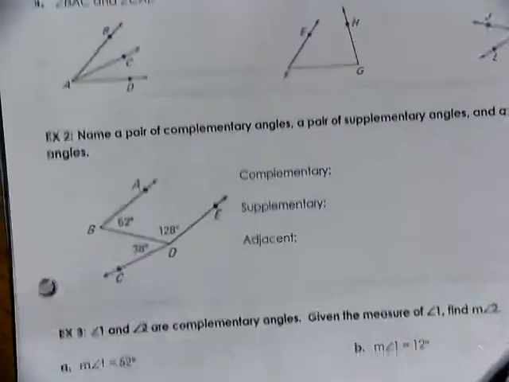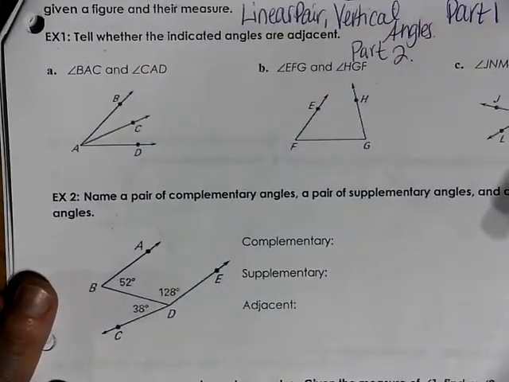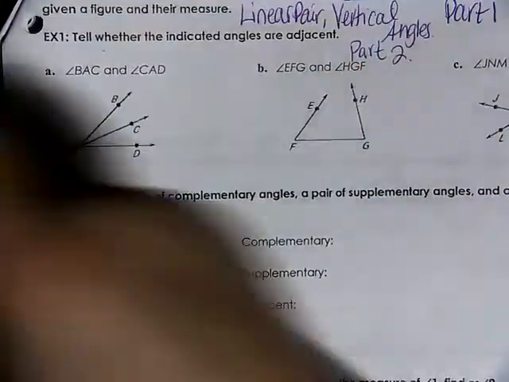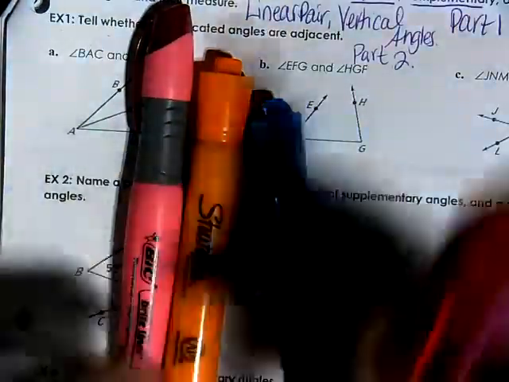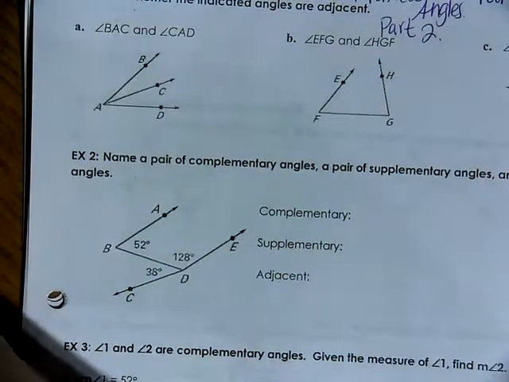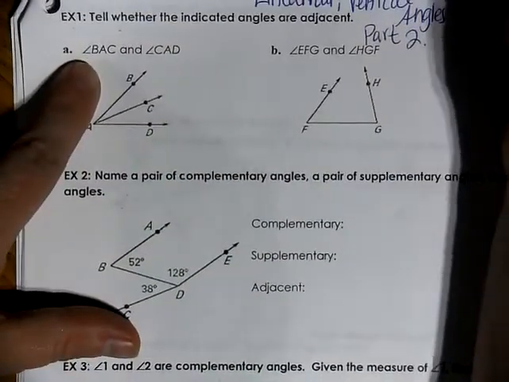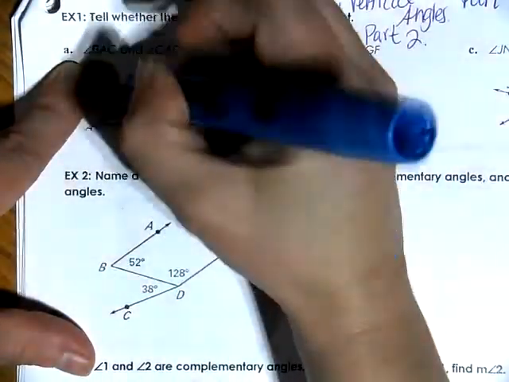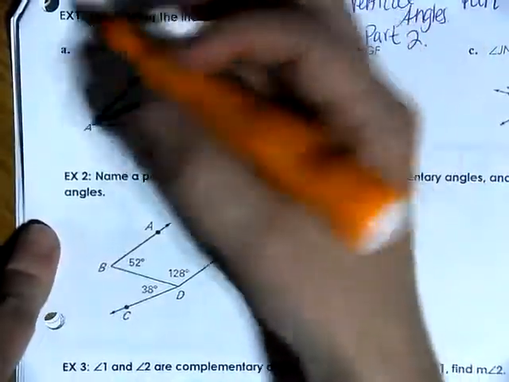So let's go ahead and look at the first part. In example number 1, we want to tell whether the indicated angles are adjacent to each other. It would be very helpful if you have some color with you, like colored markers, colored pencils, or pens. You're going to want to have color because that's going to really identify what angles we're talking about. So the first angle we have here is angle BAC. All right, the next angle that we have is angle CAD.